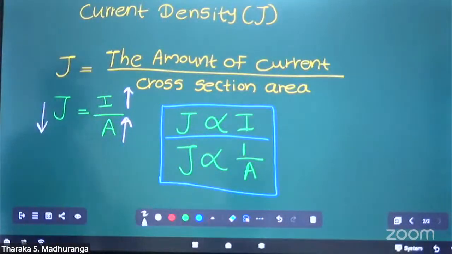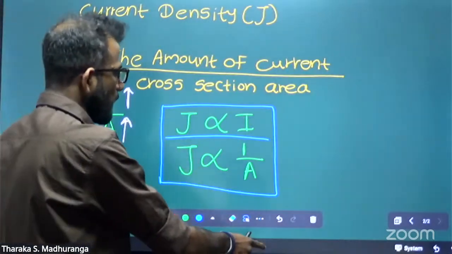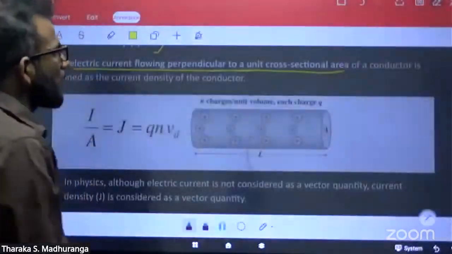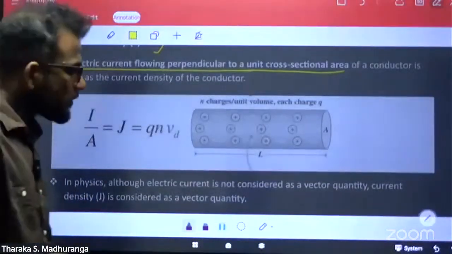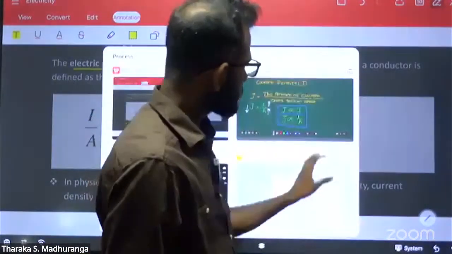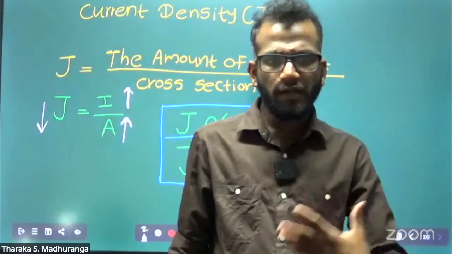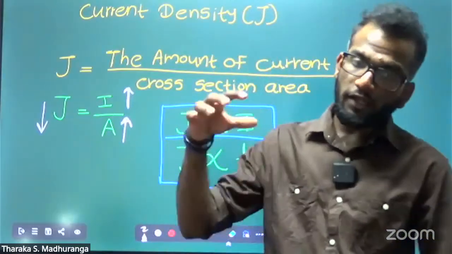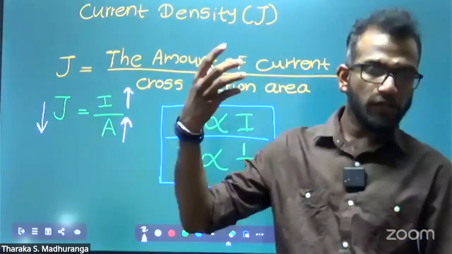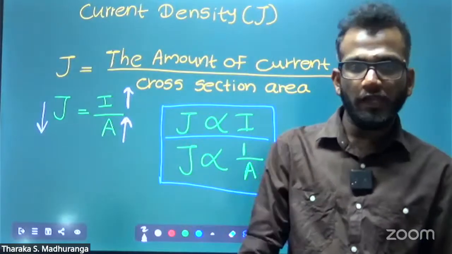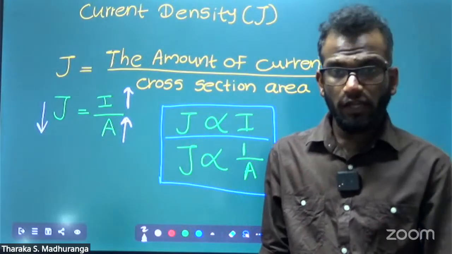Okay. Now, why is this current density important? Can you imagine why it is important? That's a simple current density. Now you know, current increasing, current density increasing; cross section area decreasing, current density increasing. Directly and inversely proportional.